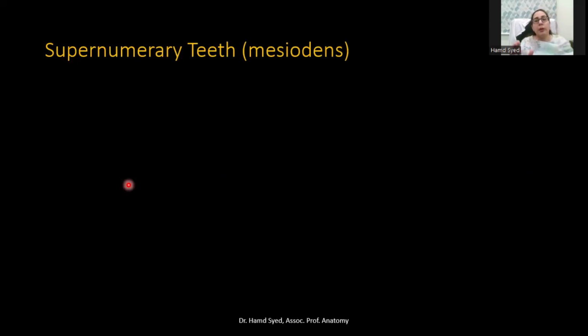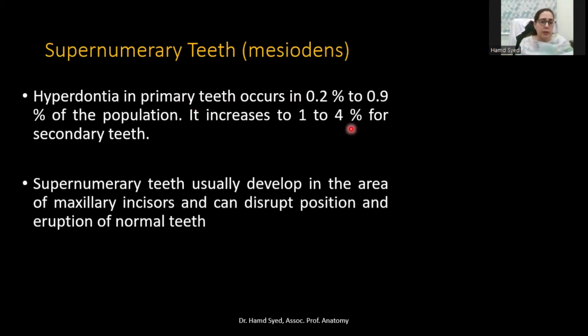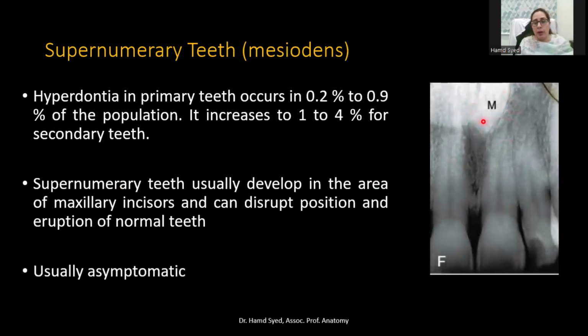Supernumerary teeth. Other than the variations in the morphology of the teeth, there might be variations in the number of teeth. So if their number is more than normal, it is known as the supernumerary teeth or the mesiodens. Hyperdontia, that is the increased number of teeth. This occurs in 0.2 to 0.9% of the population in case of primary teeth, but the frequency is increased to 1 to 4% for the secondary or permanent teeth. Supernumerary teeth usually develop in the area of the maxillary incisors, and they can disrupt the position and eruption of normal teeth. But usually it is asymptomatic. So here you can see the X-ray in which M is for the mesiodens, the supernumerary tooth which has appeared.